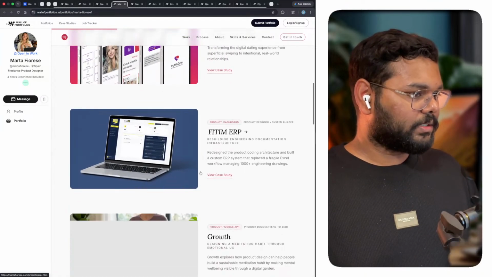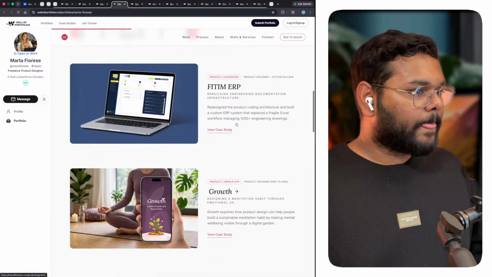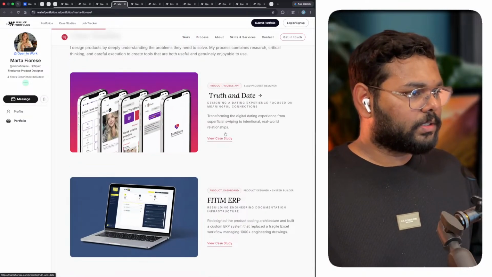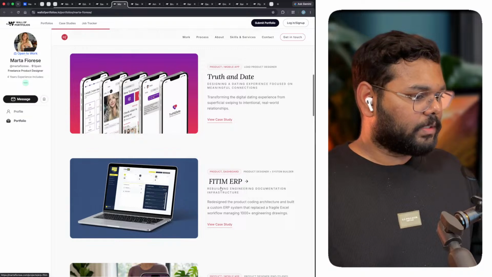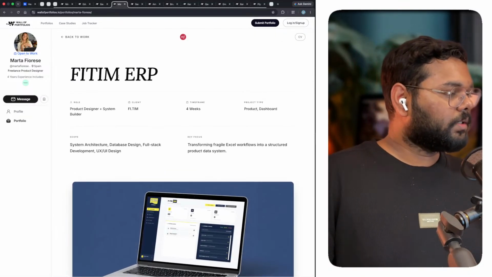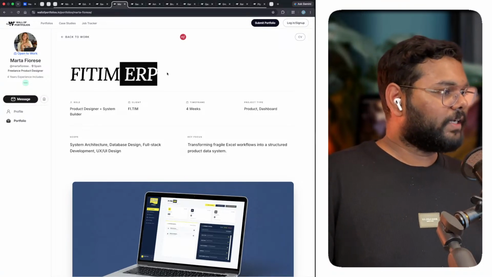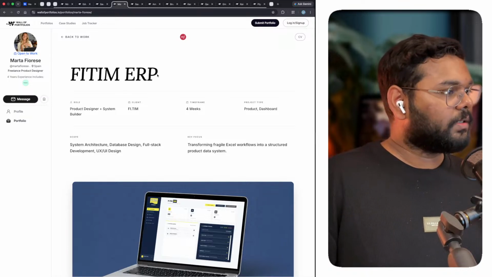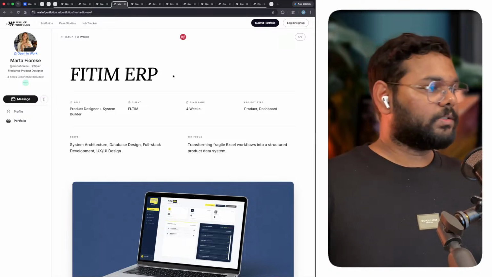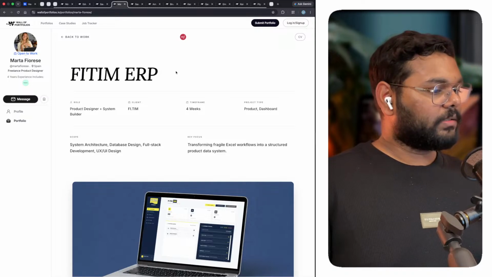Case studies, okay. Dashboard, this is mobile app. Let's see this one. So having fit IM ERP, maybe some other good hook title would work really well. And I don't know about fit IM something.